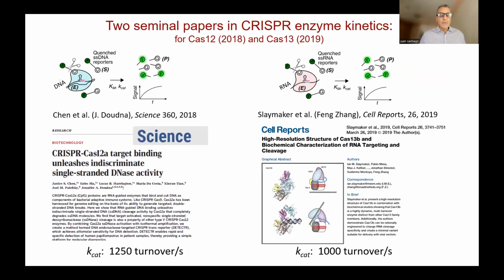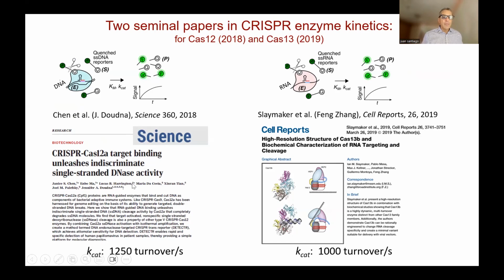When we first got into this CRISPR as a tool for diagnostics, we were very encouraged by the widely reported very high kinetic rates of CRISPR. And here I'm showing two examples, which are basically the seminal papers in the field. These are the first two papers ever to report on CRISPR-Cas enzyme kinetics. The one on the left is the first to report on Cas12a. The one on the right is the first to report on Cas13, which directly addresses RNA.